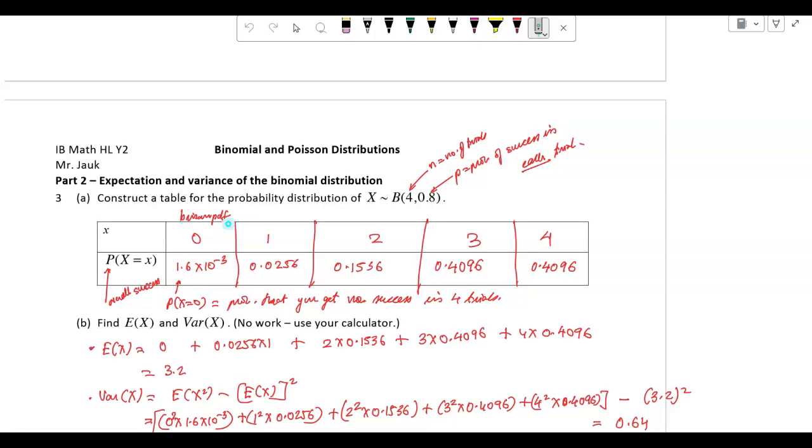What is N? Number of trials. P is the probability of success in each trial. And X is the number of successes you want. Obviously the number of successes will be less than or equal to the number of trials. Then you use BPD in your calculator, and you fill up the form and you'll get these values.